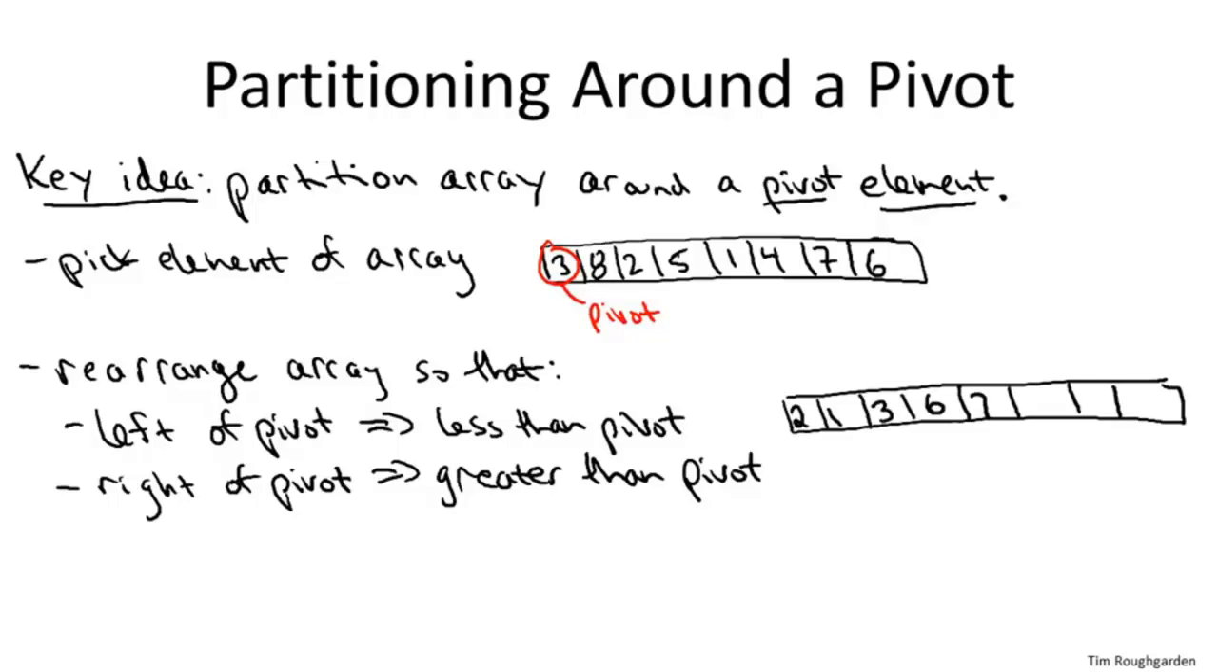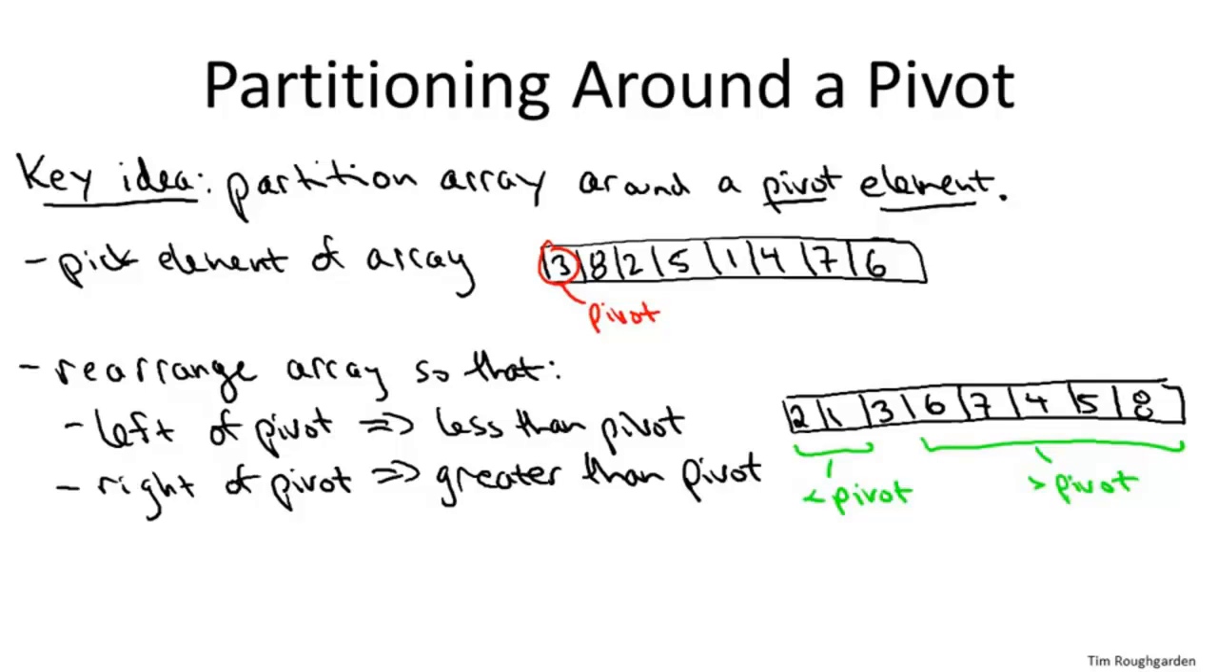So notice that the elements to the left of the pivot, the 2 and the 1, are indeed less than the pivot, which is 3. And the 5 elements to the right of the pivot, to the right of the 3, are indeed all greater than 3.